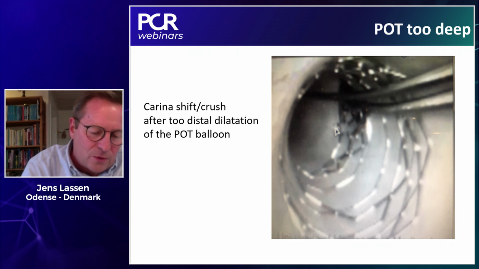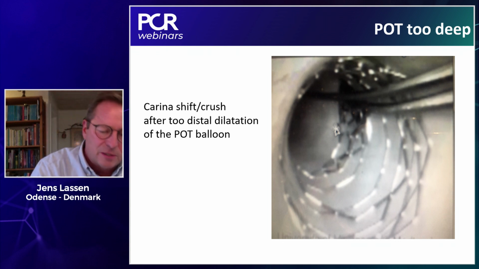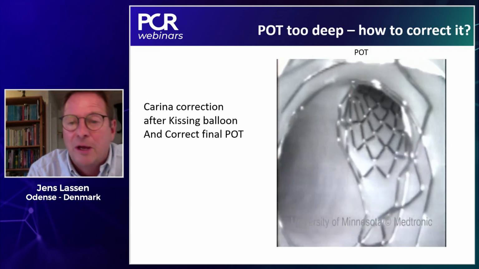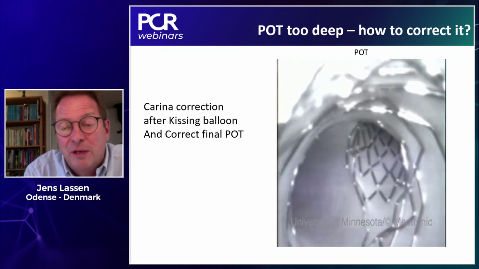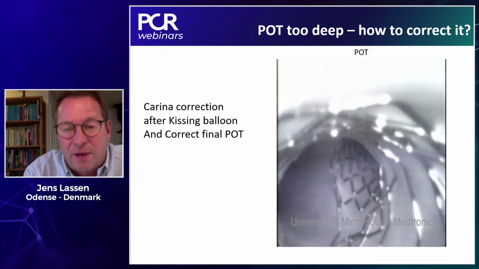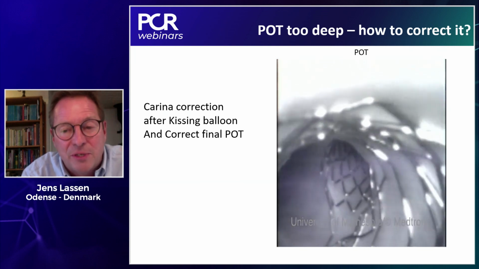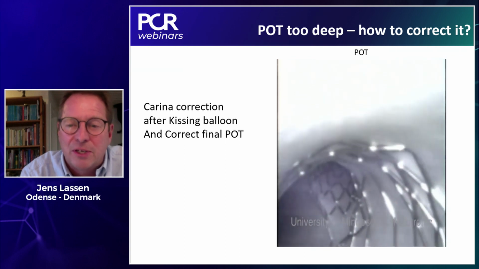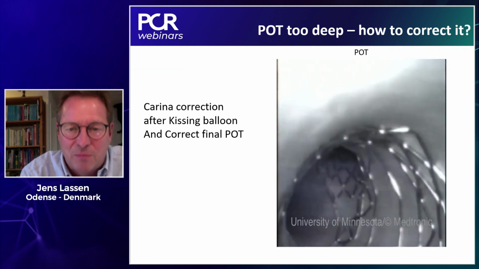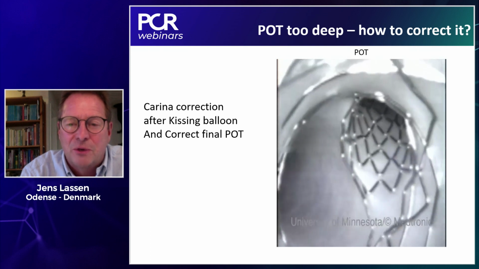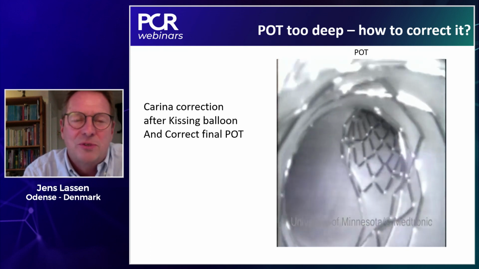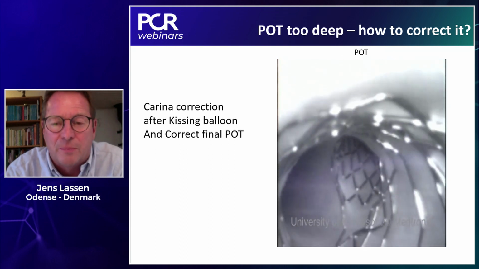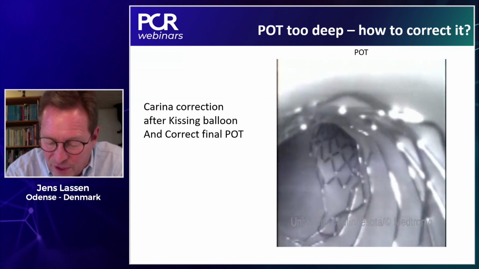But if we move further on, we have to correct, and that actually means in this situation we do have wires in place, so it's possible to actually go back and do a kissing balloon inflation and a re-POT, the final POT, to correct both the carina, which now is nicely in the middle, and also to correct the bottleneck shape and the malposition in the proximal part of the stent. So this was actually what we could see inside the vessel. So now we have seen these problems both from cartoons and from the inside.